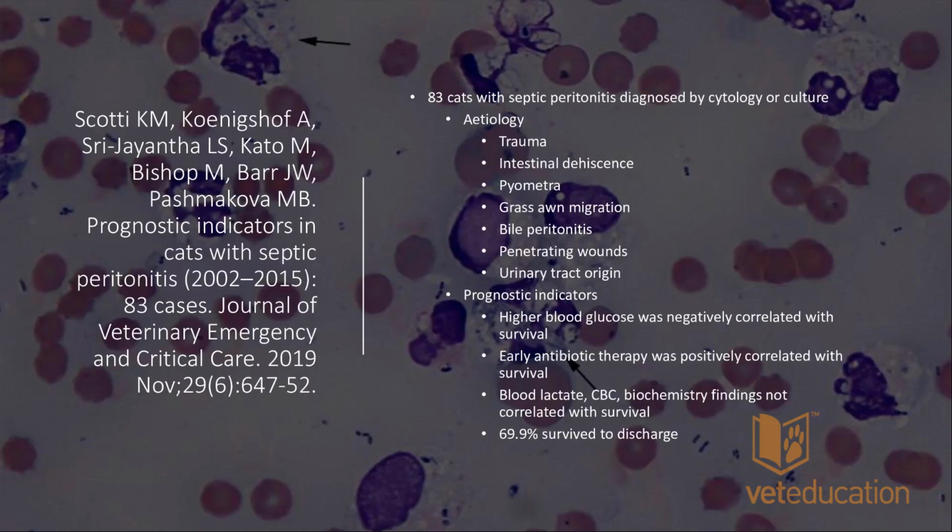Now, in the last study, blood lactate, if that was high, animals were less likely to survive. In this study of 83 cats, we have blood lactate as well as CBC and biochemistry. Their levels were not correlated with survival.